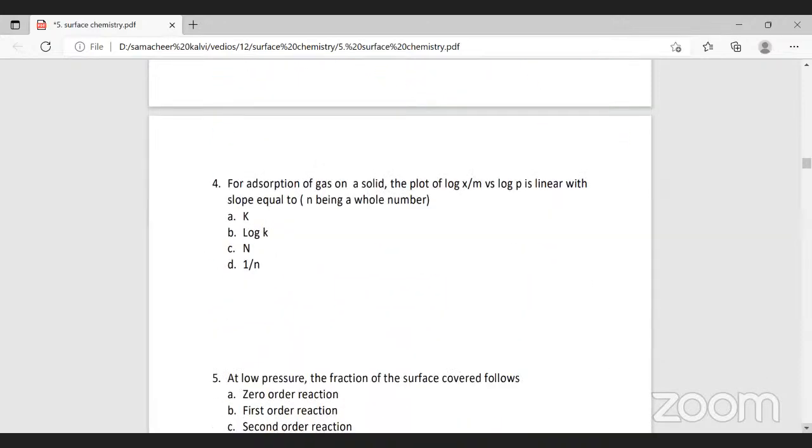The next question, for adsorption of gas on a solid, plot of log x by m versus log p is linear with a slope equal to, we learned it. x by m is equal to k into p to the power 1 by n. When we take log on both the sides, it will be log x by m equal to log k plus 1 by n log p.